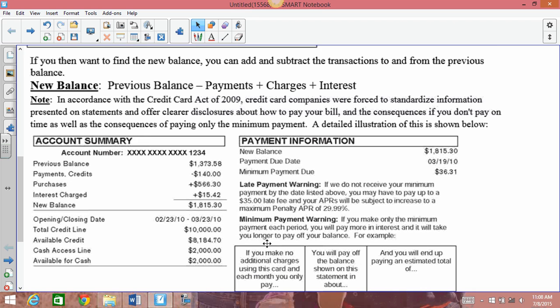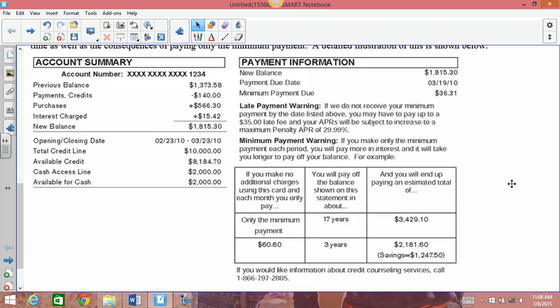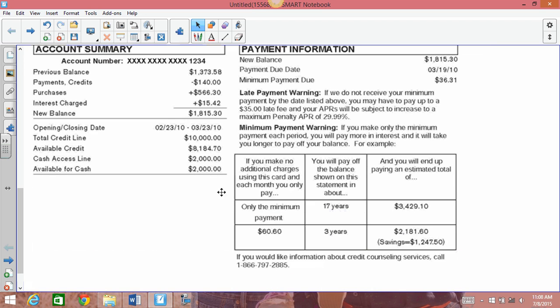The reason I have this printout here down below is because the Credit Card Act of 2009 required this piece at the bottom to be on all credit card statements, so that folks would know. For example, this person owes $1,800 on the credit card, but if they only make a minimum payment of $36.31, which is what the credit card company says you've got to pay, then they're going to be paying on this credit card for 17 years, and will end up paying almost twice as much as what they owe, over $3,400.